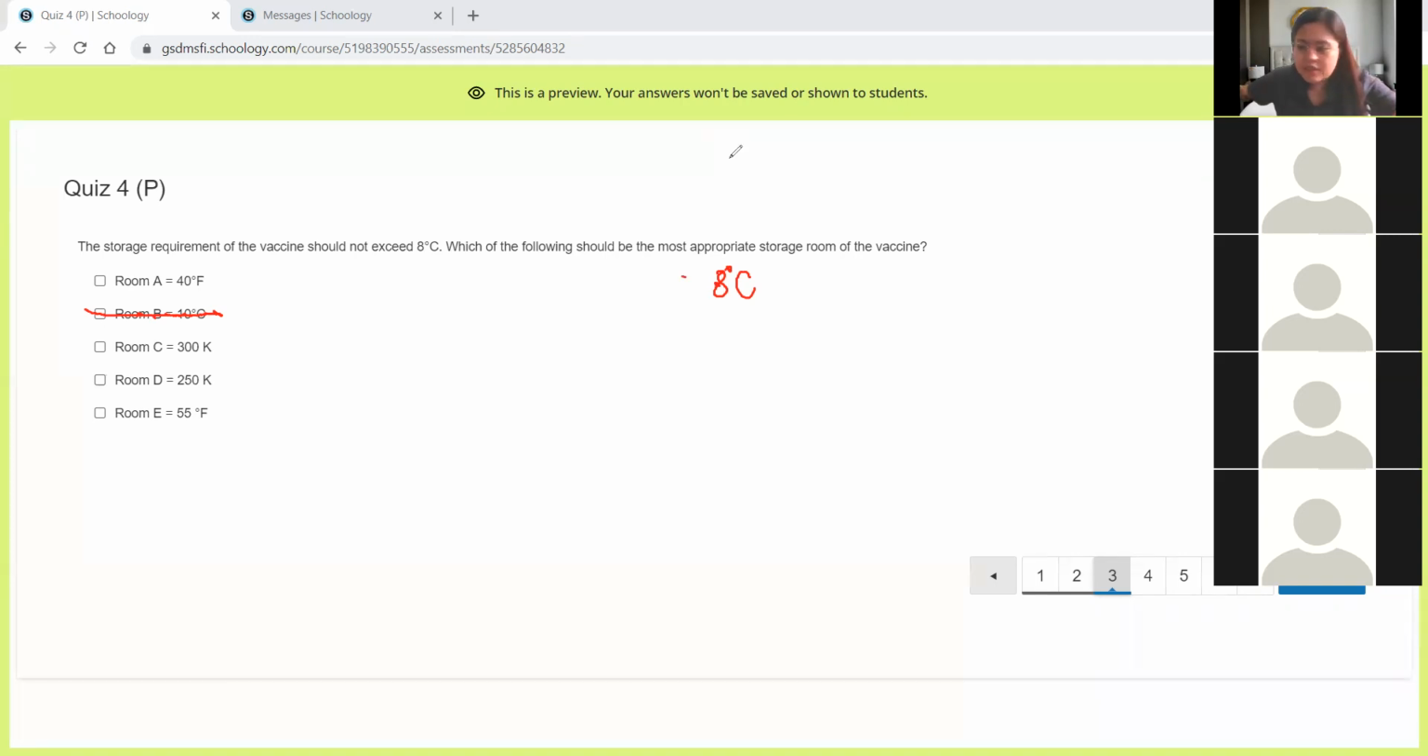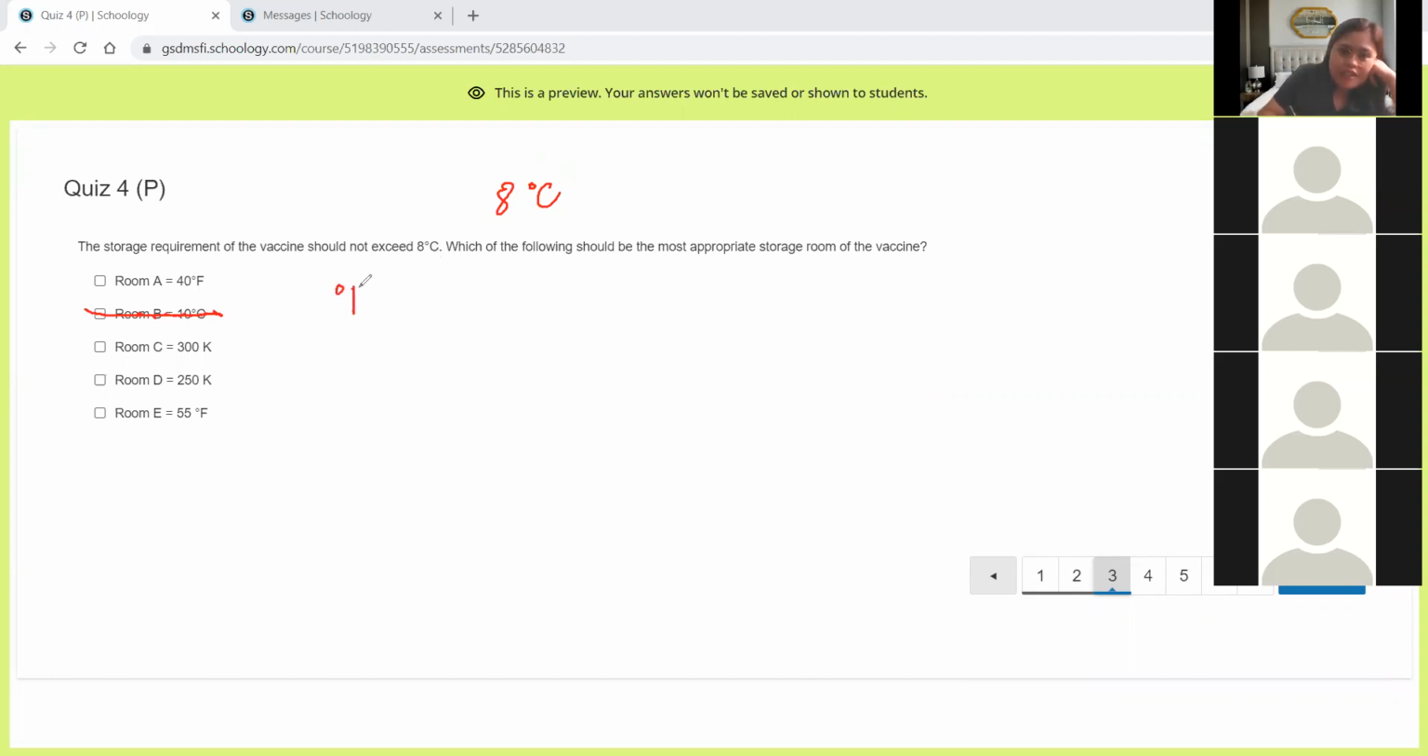So again, i-omit na nato siya sa ato ang choice. Dili dapat tamo lampas og 8 degrees Celsius. Now the best thing to do is to convert this degrees Celsius to Fahrenheit and Kelvin para mas madali.